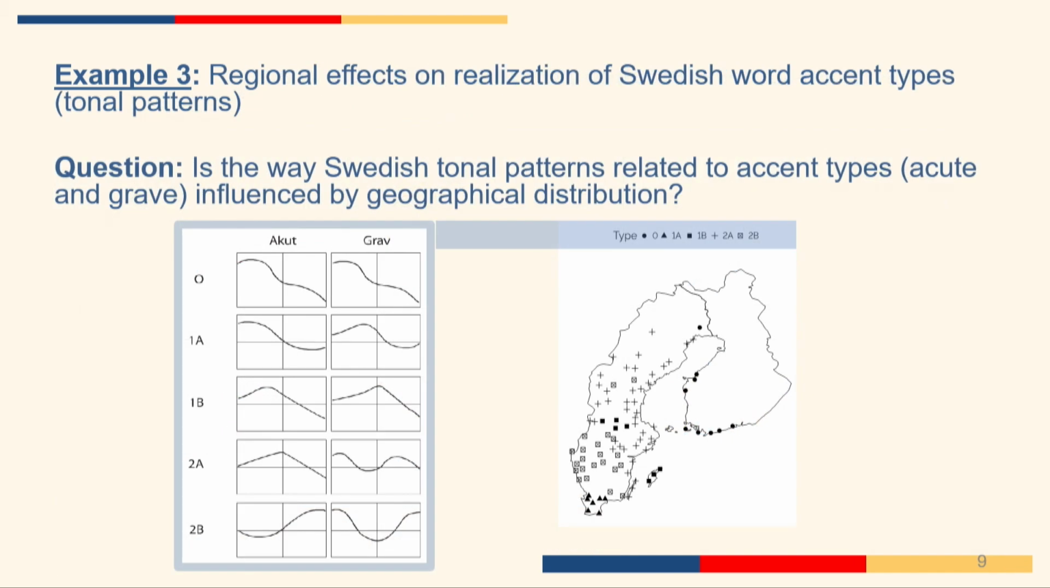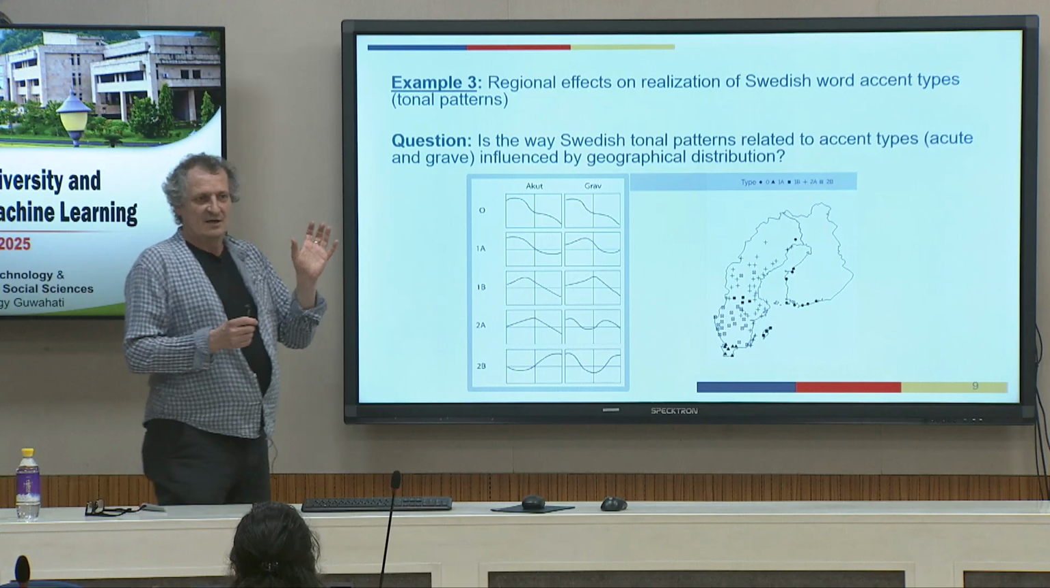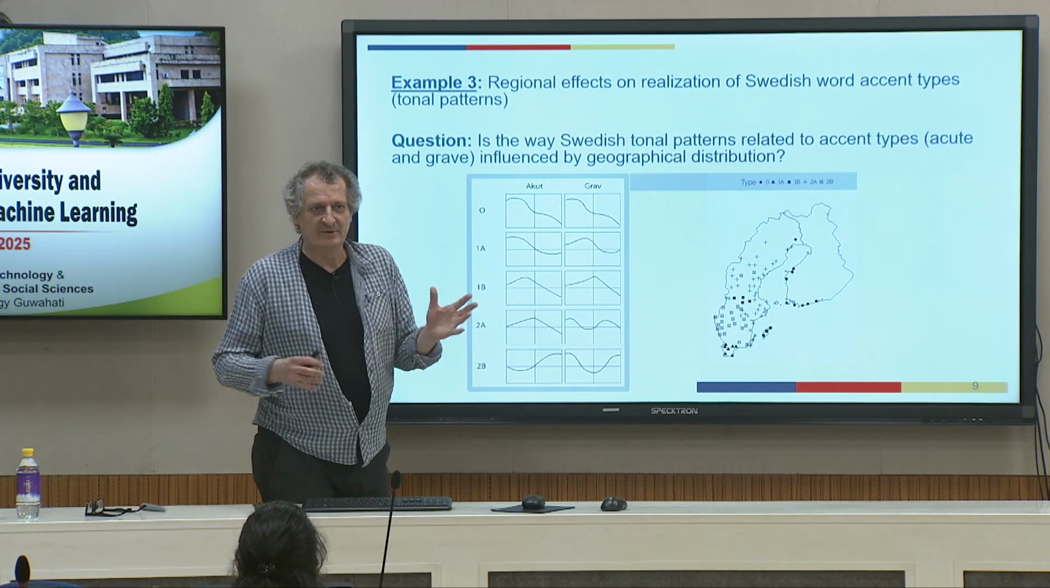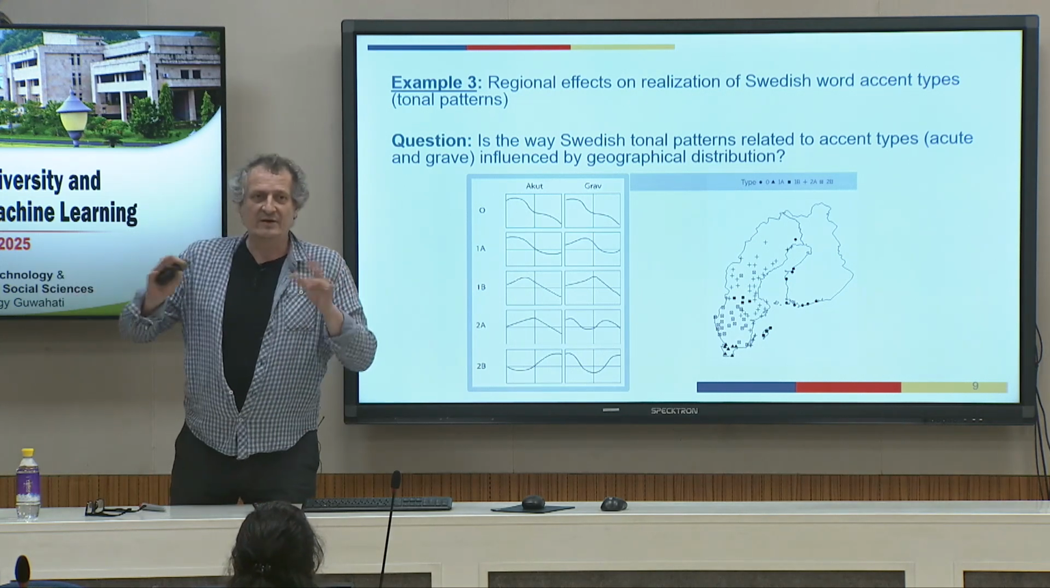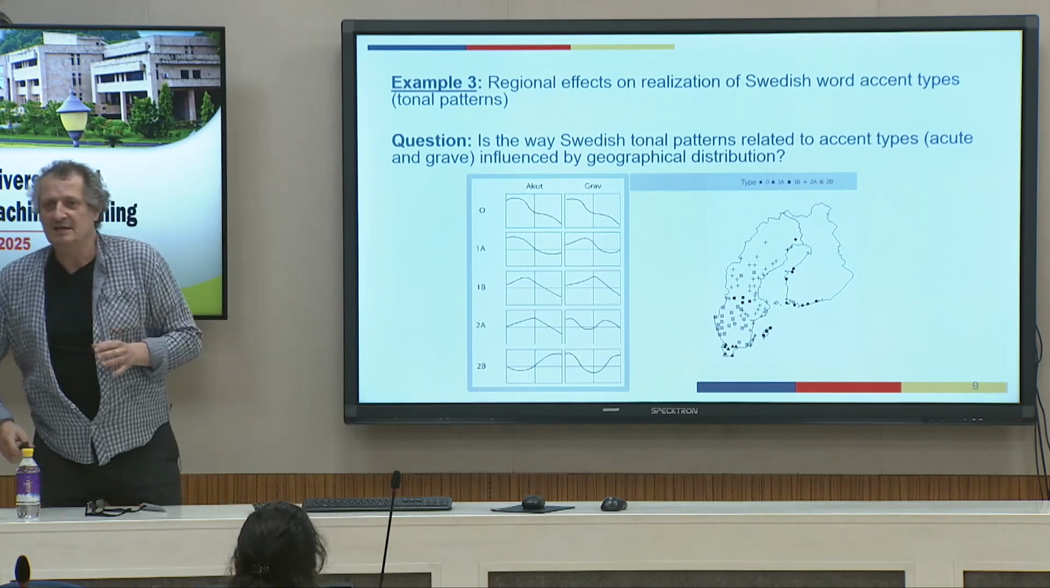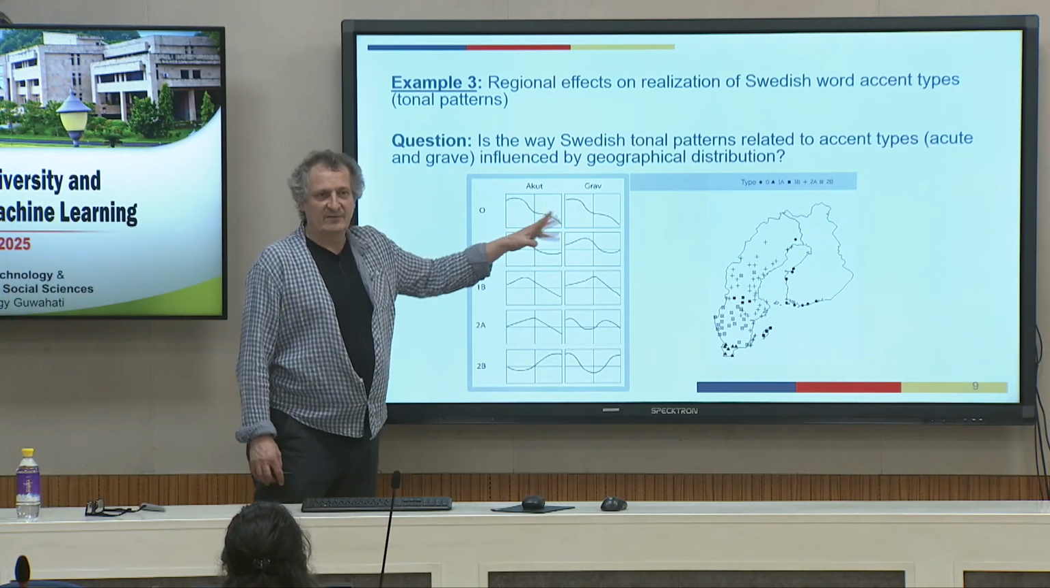The third example is a bit trickier. This is an example of regional effects on the realization of Swedish word accent types, so tonal patterns. These tonal patterns in Swedish, if I understand right, are something like the pitch accents in Japanese we were talking about. So Swedish is a little bit of a tonal language. They have some tonal contrast, but it is not omnipresent. Not every syllable is tone bearing. It's actually rather rare. But every noun in Swedish is assigned one of the types of accents.